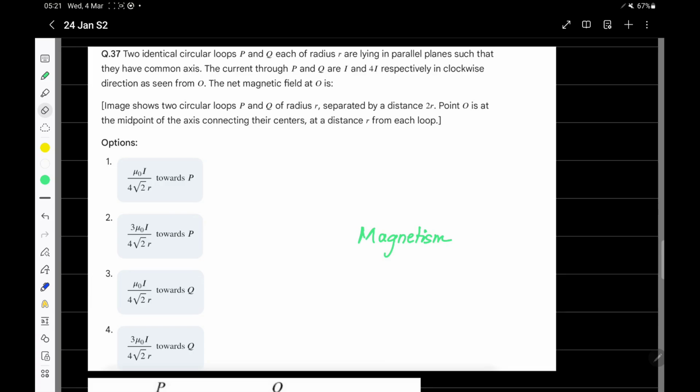The question says, two identical circular loops P and Q, each of radius small r, are lying in parallel planes such that they have a common axis. The currents through P and Q are I and 4I respectively, in clockwise direction as seen from O. The net magnetic field at O is.